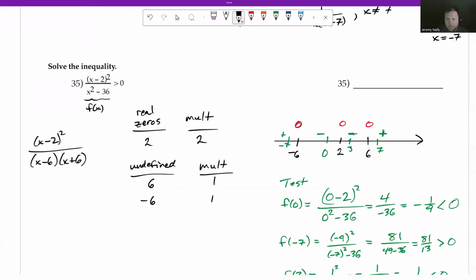I forgot to label these regions. So this was -infinity to -6, -6 to +2, 2 to 6, and 6 to infinity. And we wanted greater than 0. So we have just the plus ones that we're interested in.